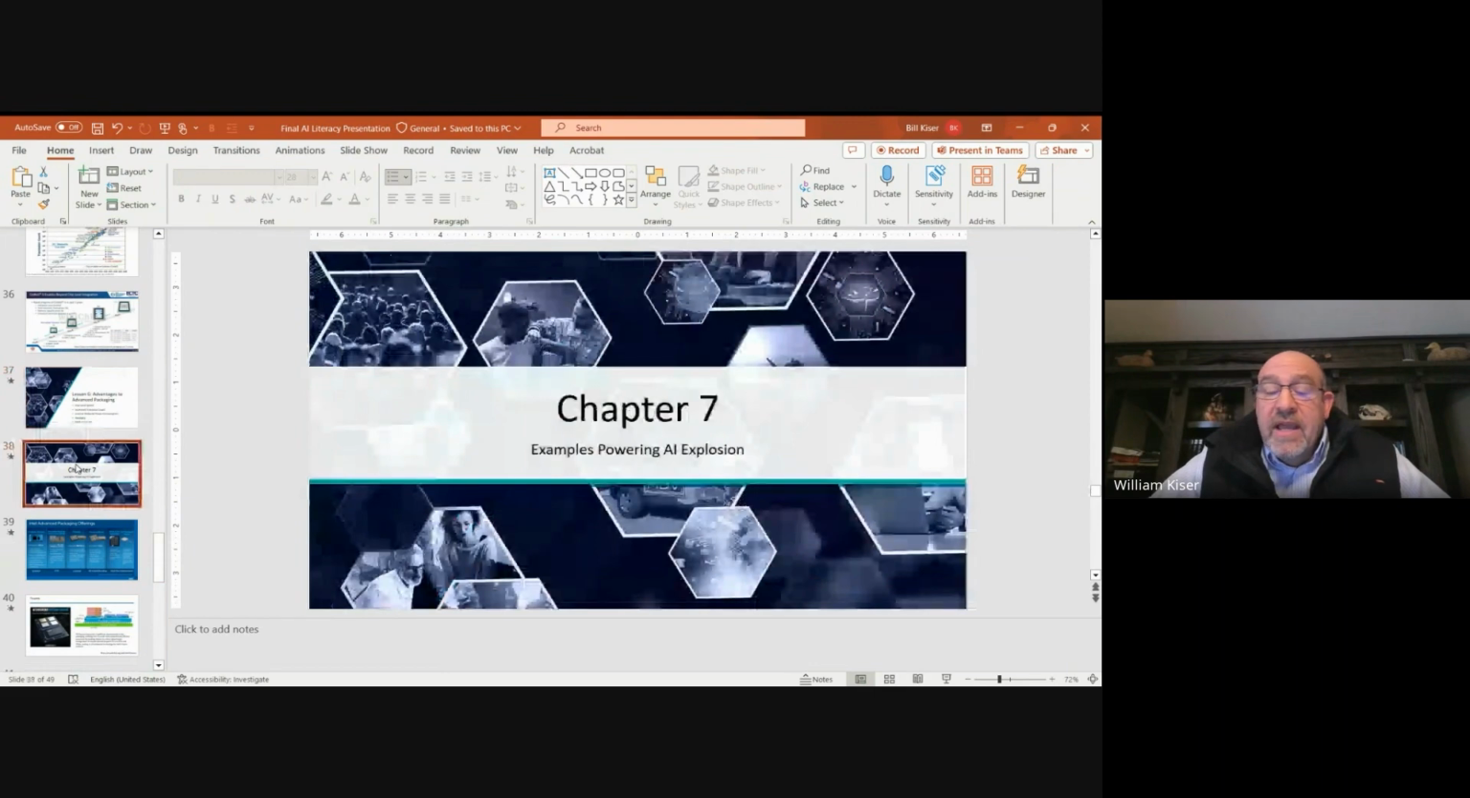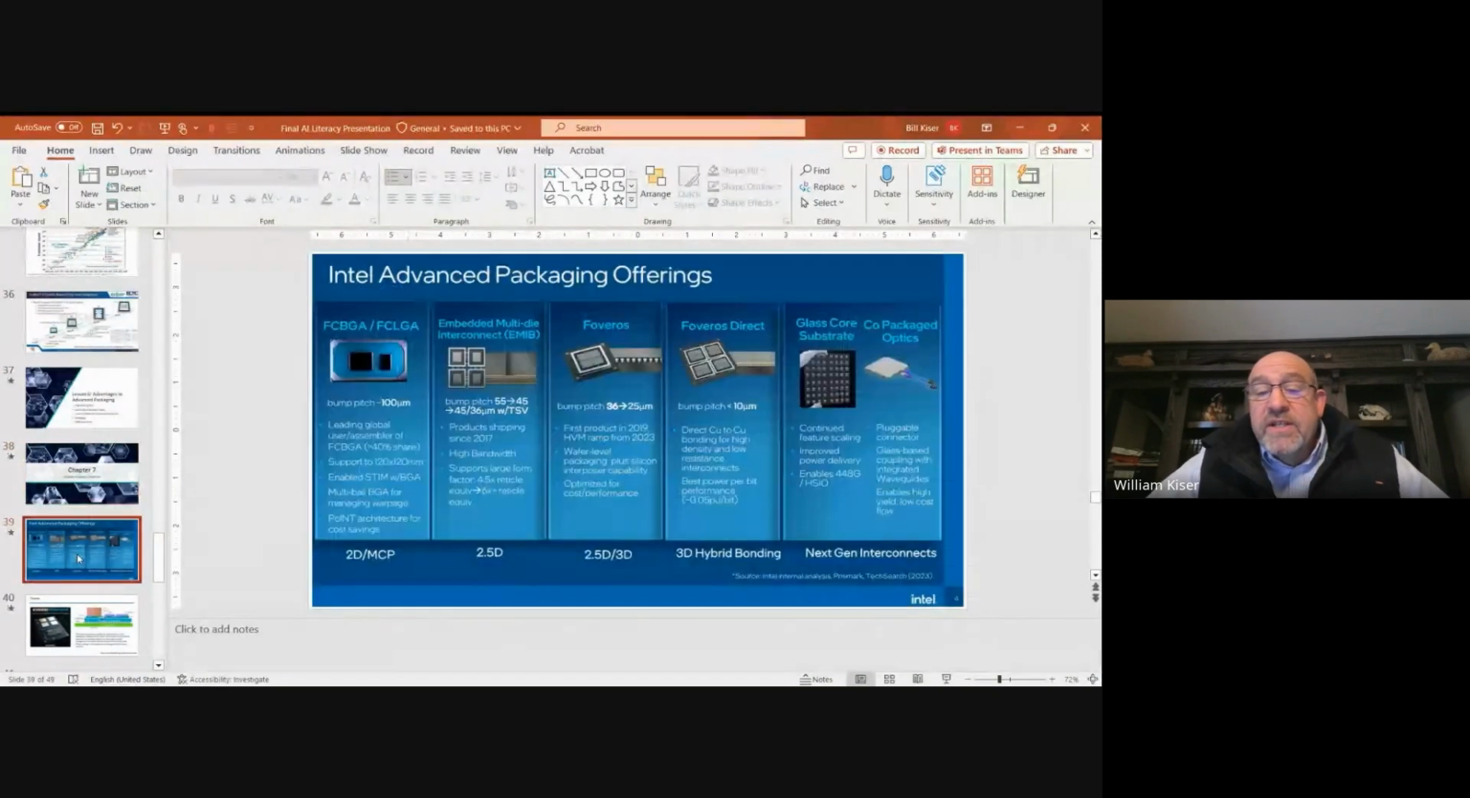Let's look at where we get near the end here. Some examples powering the AI explosion. Hopefully some of you have got to work on this. Let's look at Intel. Intel is Foveros. Intel calls their advanced packaging EMIB and Foveros, right? But you can see how this has progressed.